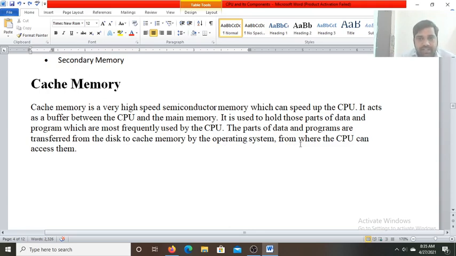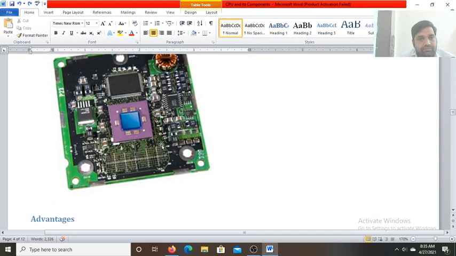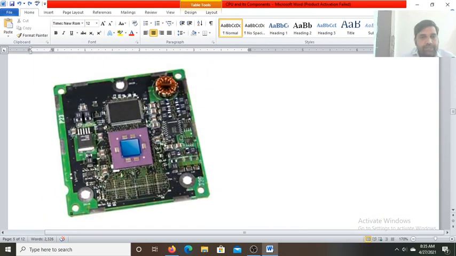The parts of the data and programs are transferred from the disk to cache memory. So some parts of the data are also transferred from the disk, meaning the hard disk layer, to the cache memory by the operating system. Suppose the data is not present in the RAM, so it will search in the hard disk and the operating system will transfer the data from the hard disk to the cache memory, from where the CPU can access it. This is the CPU, you can see the processor.